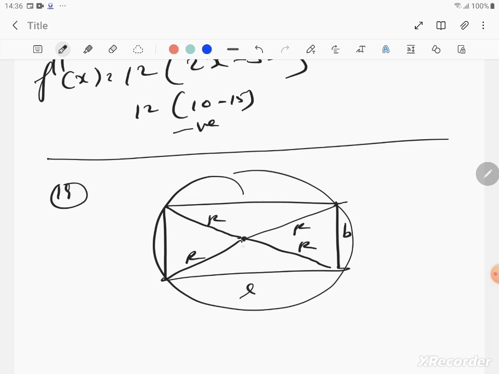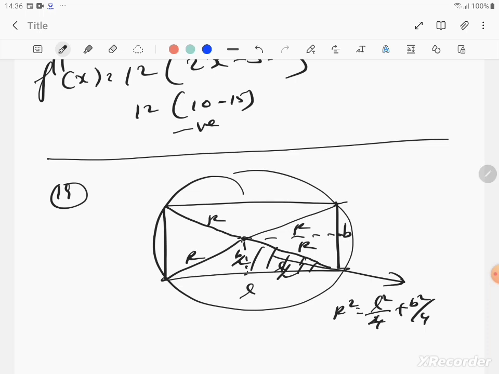And your whole point is to spot the right triangle. Can you see here? This will become L by 2, and this will become B by 2. And you have a right triangle here, which gives R square is equal to L square by 4 plus B square by 4. So in maxima minima, we always have to spot some right triangle from which this capital R is a constant. So you can write B in terms of R and L, and so that's convenient.